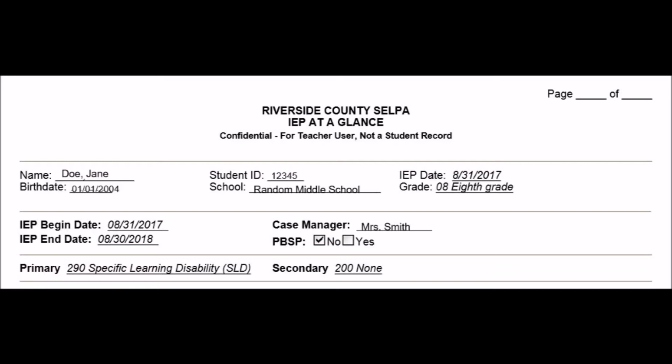The student's qualifying disability is also noted here. Sometimes a student has more than one disability. This sample IEP at a glance is that of a student with a specific learning disability.